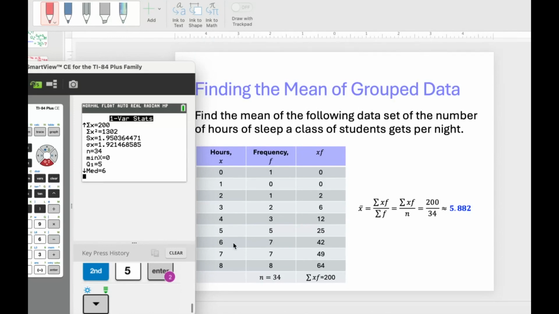If we wanted to find the mode, well, that's really easy to look at here. Just notice the highest frequency is 8. Right, so the mode is 8. But again, here we're just asked to find the mean.